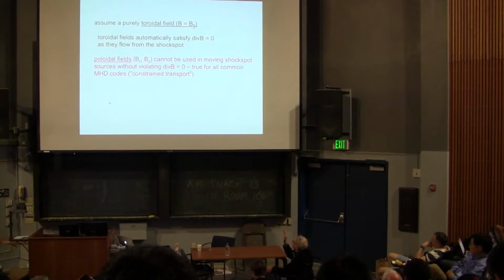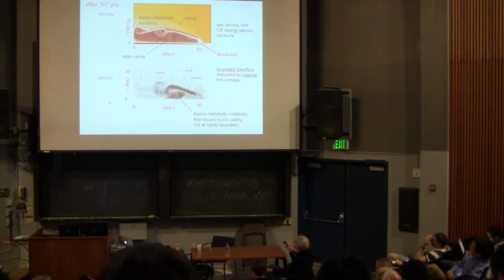So what I'm doing is putting in a large-scale toroidal field to get some sense about what happens. And toroidal field is nice because it has this div B equals 0 guaranteed. Well, what you find is that there is this Kelvin-Helmholtz instability. What these guys were doing in those images is correct, and I'm getting it too.